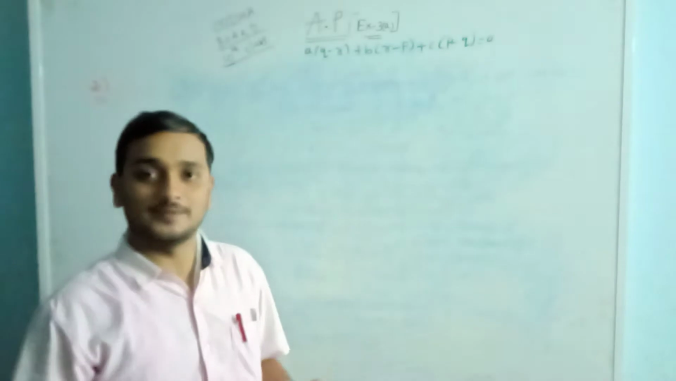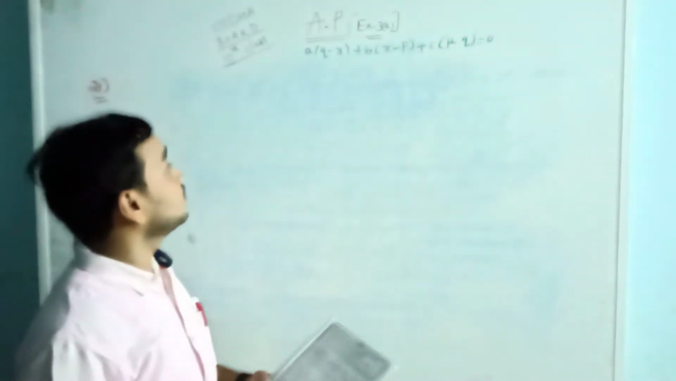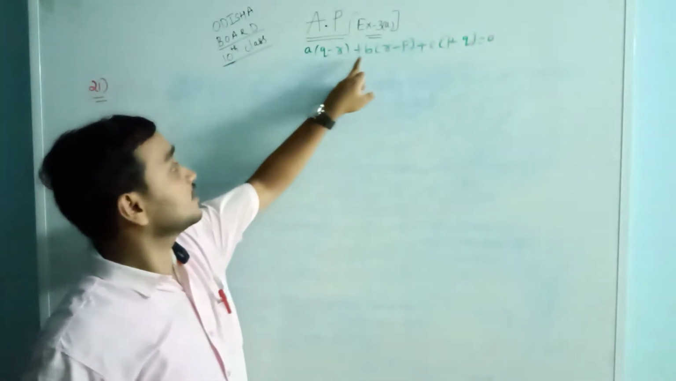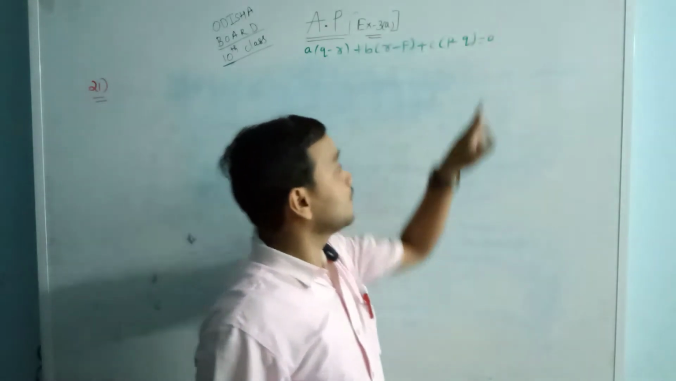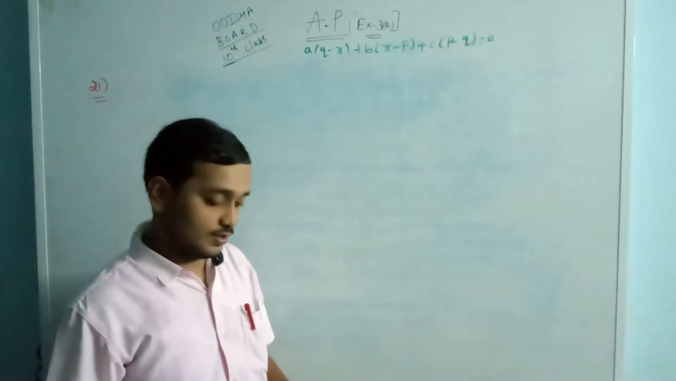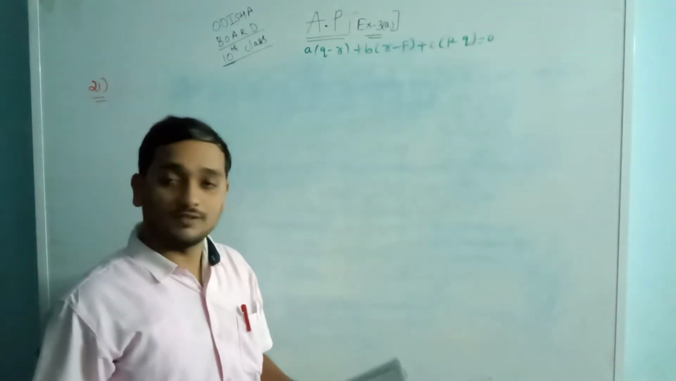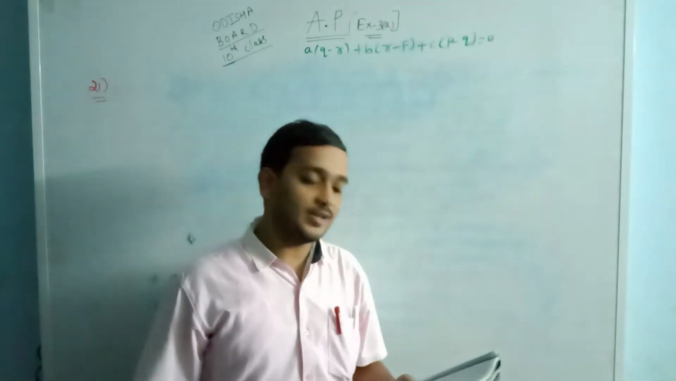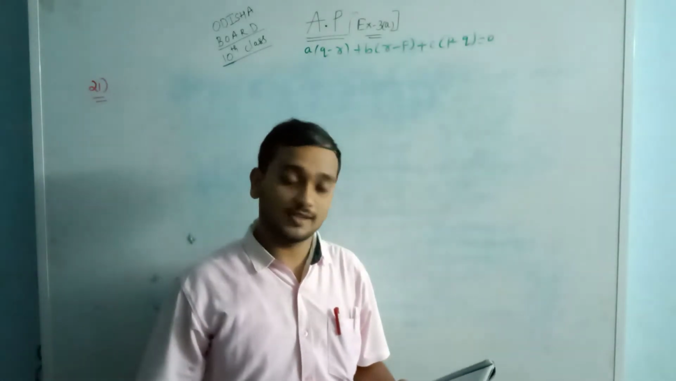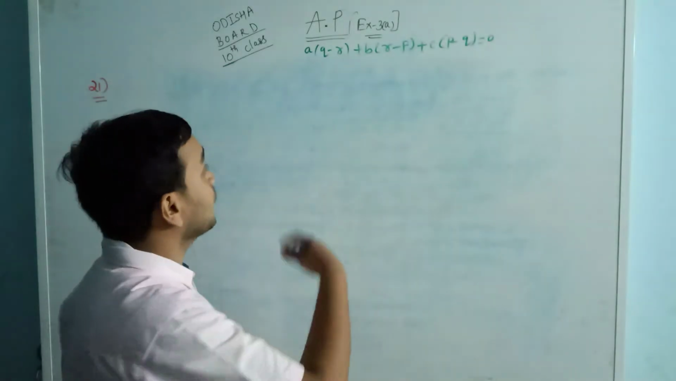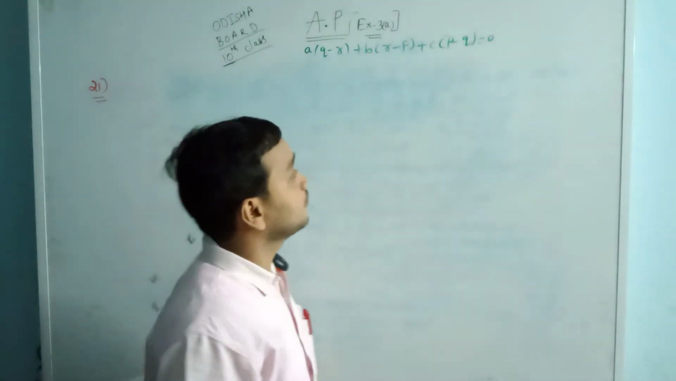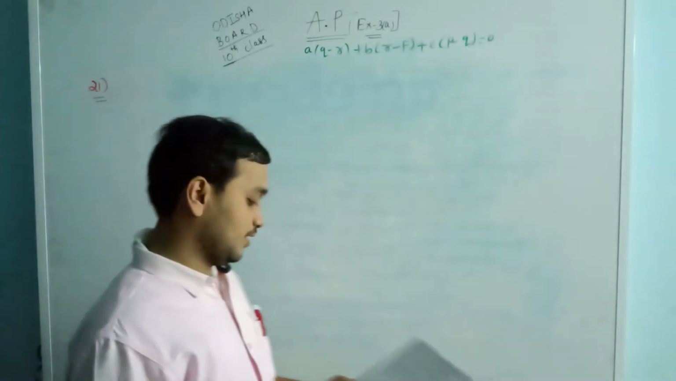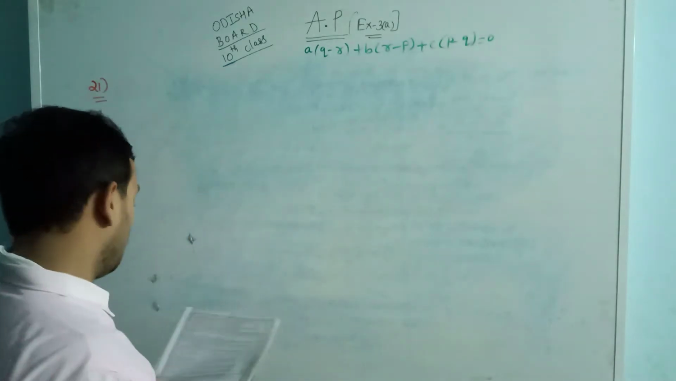I wrote the concept. We have to prove a(q minus r) plus b(r minus p) plus c(p minus q) is equal to 0. Same question. The given is the pth term, qth term and rth term, which are a, b, c. Prove that a(q minus r) plus b(r minus p) plus c(p minus q) is equal to 0. We will solve the question.